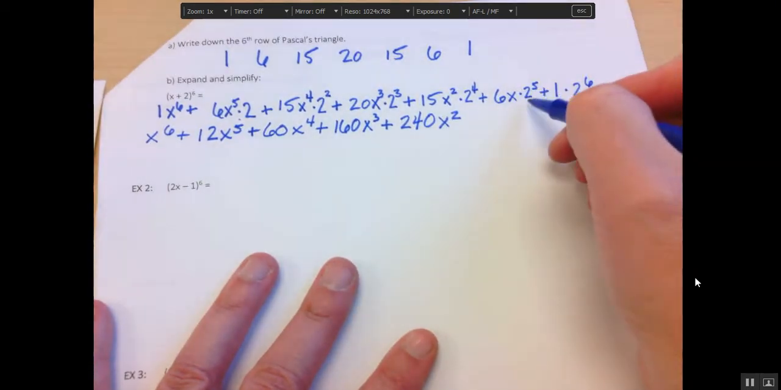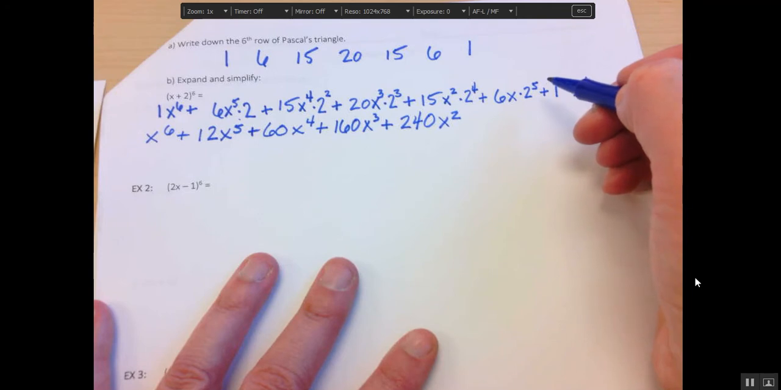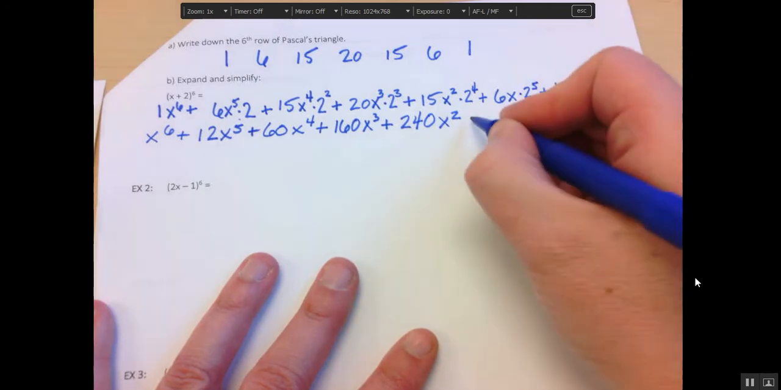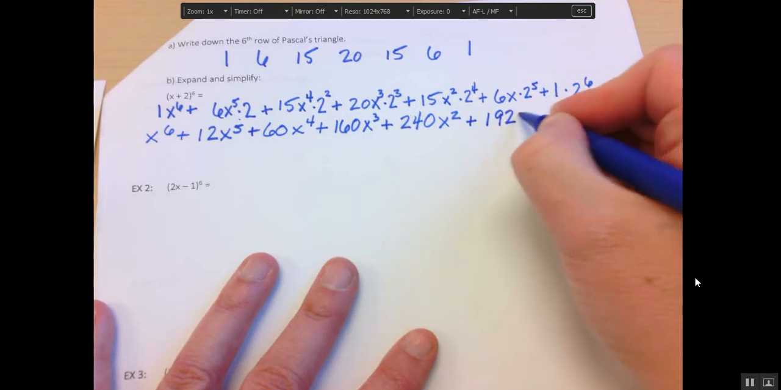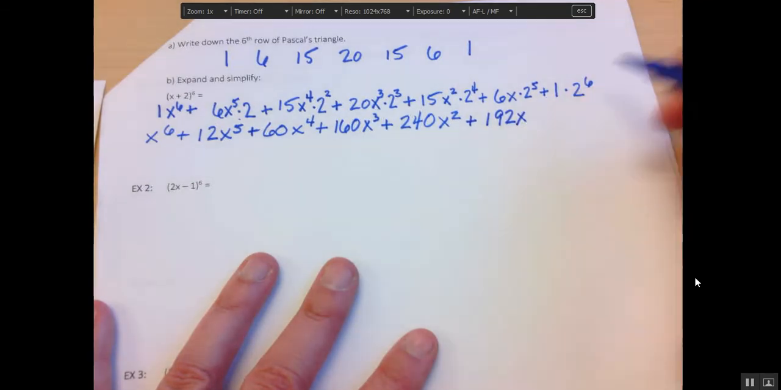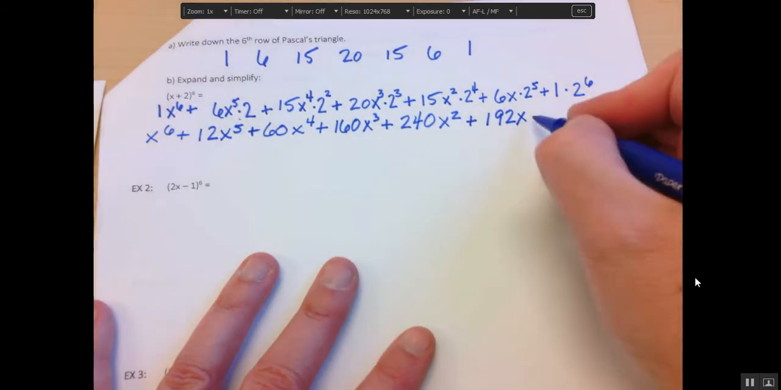All right. 2 to the 5th is 32. So 32 times 6 is 192. And then 2 to the 6th is 64.